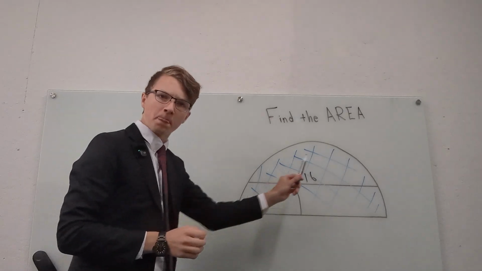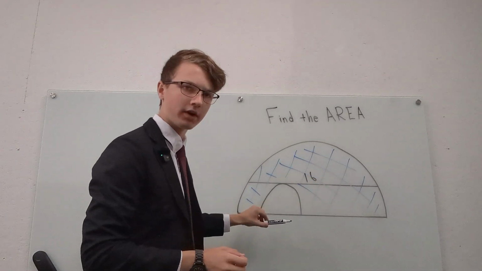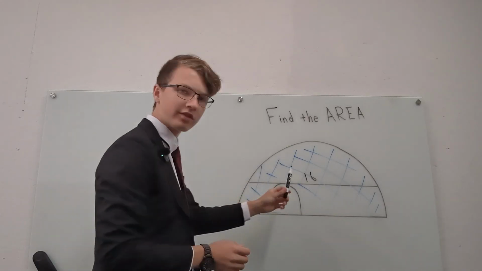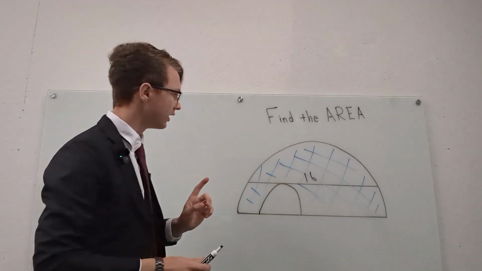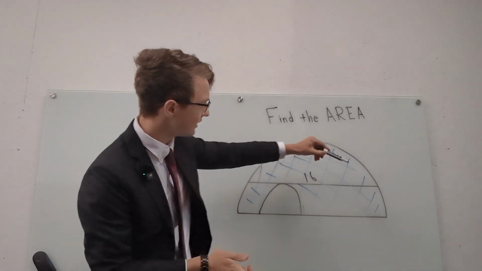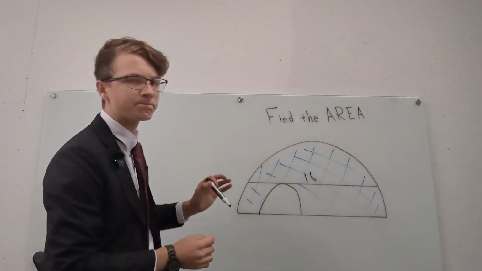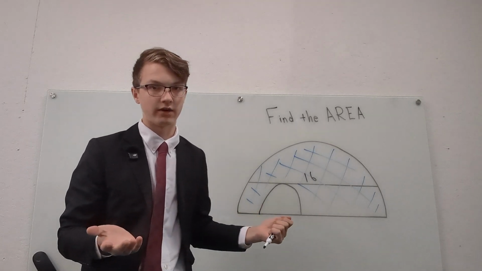We've got two semicircles, and we have a secant that's parallel to this diameter right here, and that's length 16. The question we would like to answer is: what is this blue area right here? At first, I don't know.